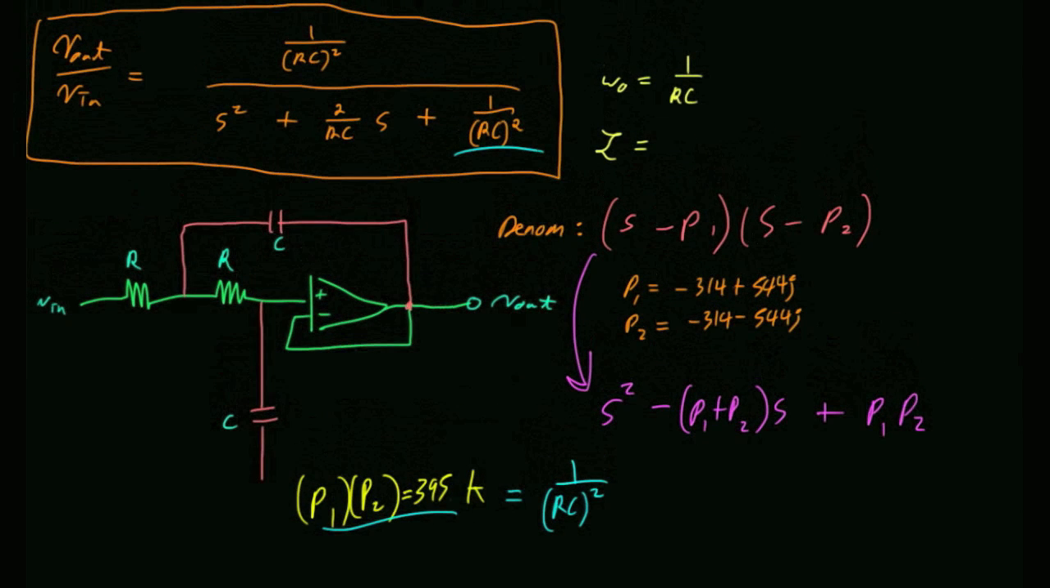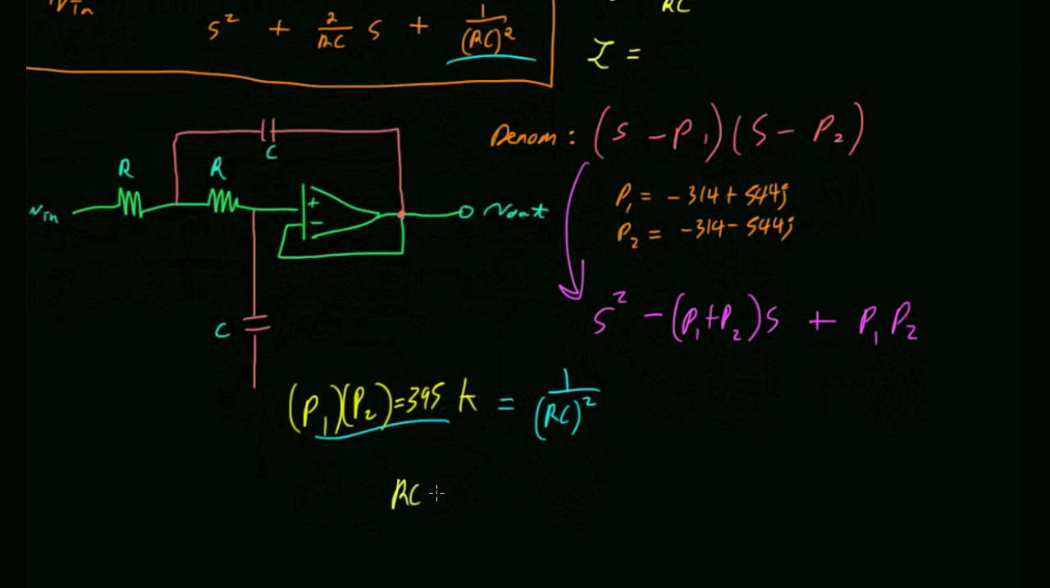All right, is that going to work for me? So let's see. RC has to equal the square root of 1 over 395K. What'd you get? 628. 628 what? RC has to be 1 over the square root of 395K. I'm getting like 1.6 milliseconds.